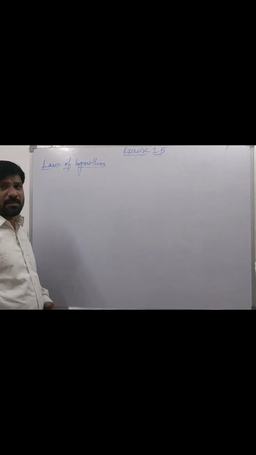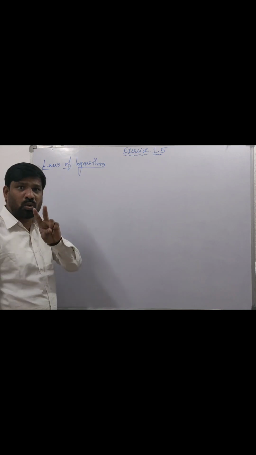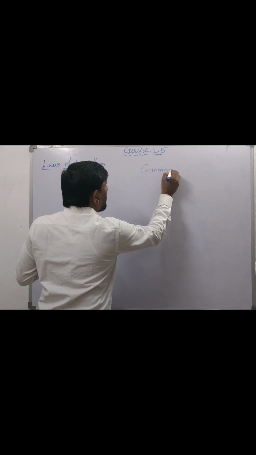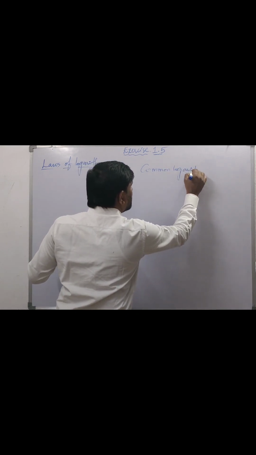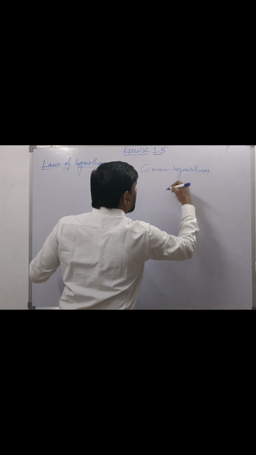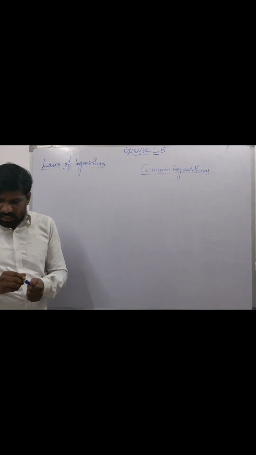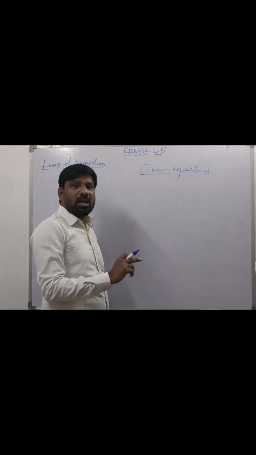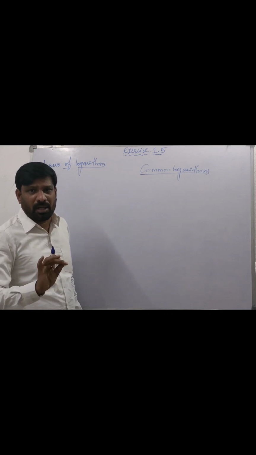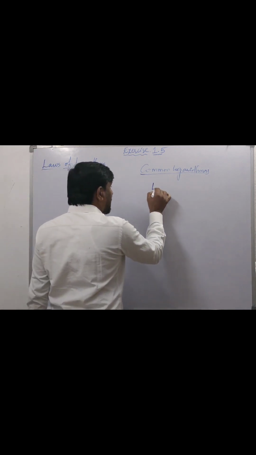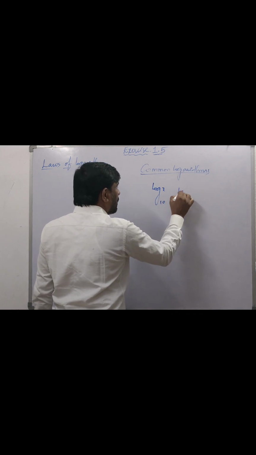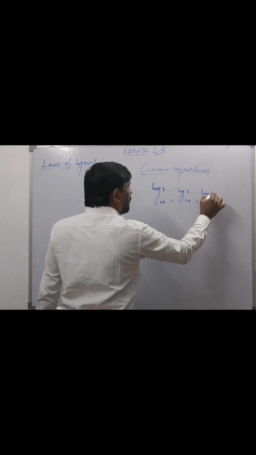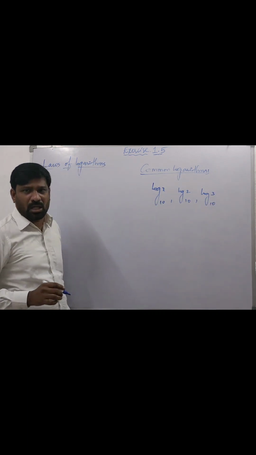Laws of logarithms. Before proceeding with the laws of logarithms, you need to note two more definitions. That is common logarithms. Common logarithms are nothing but logarithms with base 10. Logarithms with the base 10 are called common logarithms. Log x to the base 10, log 2 to the base 10, like this. Logarithm of any number with the base 10 is called a common logarithm.